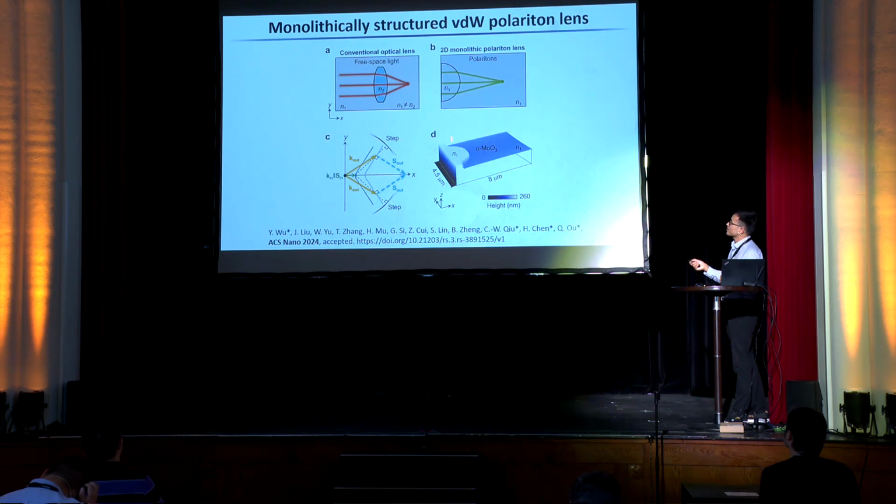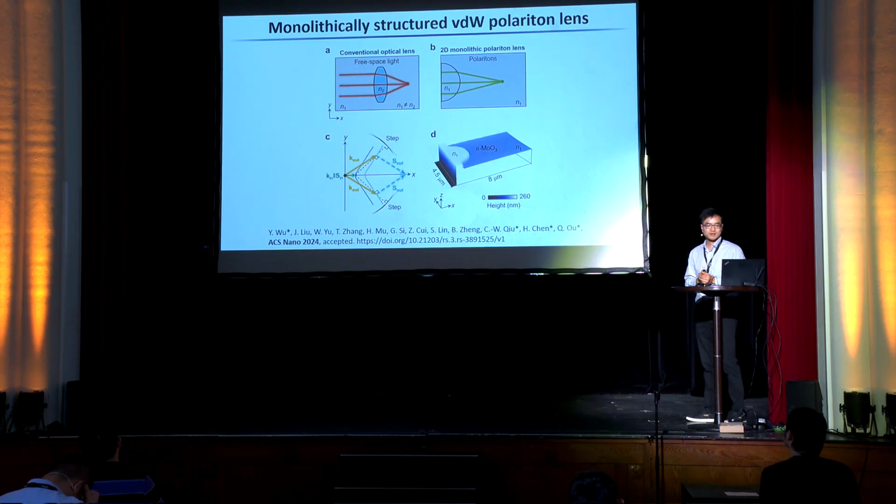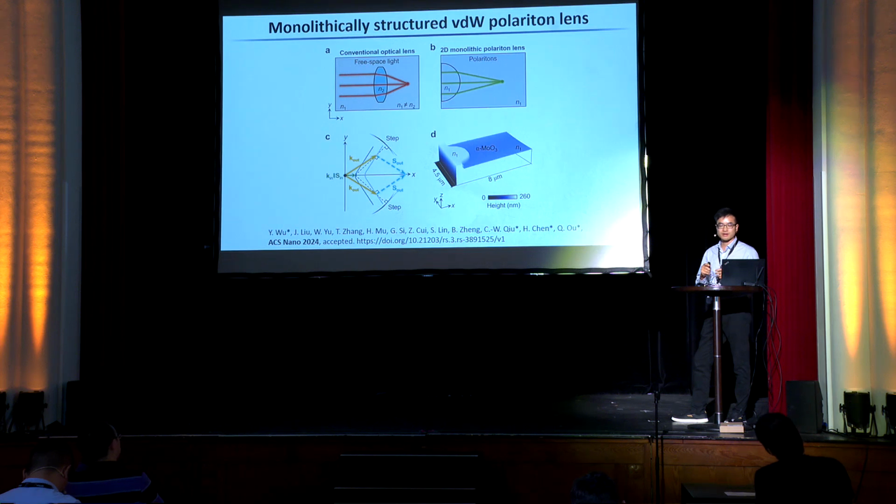So in this work, we try to convince the reviewer that for conventional free space light, if you want to achieve focusing or refraction, you need two different refractive indices. But in our hyperbolic polaritonic materials, you don't need two different kinds of materials. The same material with different thickness can achieve refraction and focusing.